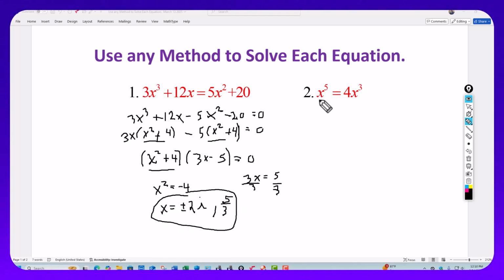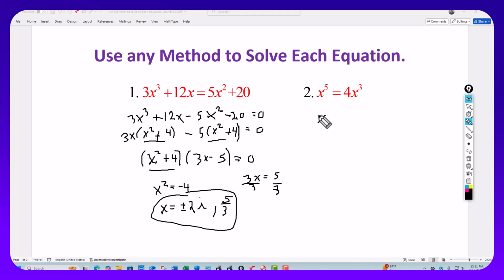Now for the second one, we have x to the fifth is equal to 4x to the third. The thing you don't want to do here is divide both sides by x to the third and say, okay, x squared is equal to 4, and then take plus or minus the square root of that and get x is equal to plus or minus 2. Because you throw part of the solution away when you do that. So you never want to divide both sides by a variable, because that variable could be 0.